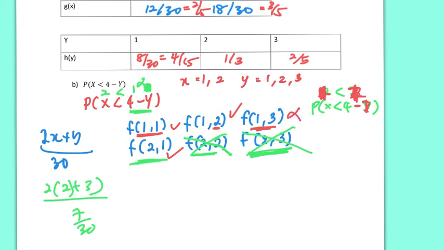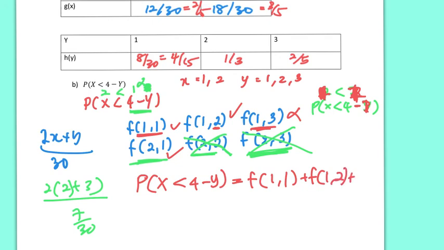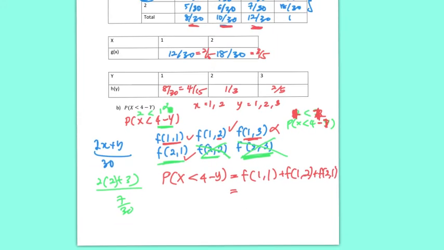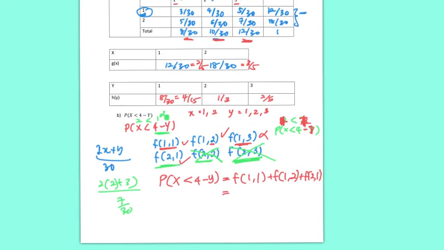So the final answer for this one is actually, in order to get the probability of x less than 4 minus y, you need to total up the probability from when x equals 1, y equals 1, plus when x equals 1, y equals 2, plus when x equals 2, y equals 1. So the answer, you need to read from the table. The first value that we have is 1, 1, so you just need to take the value.